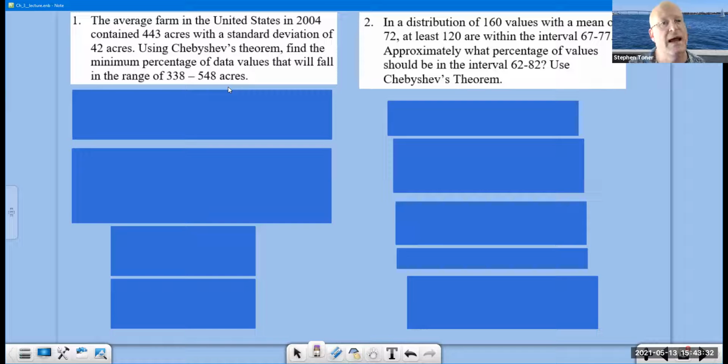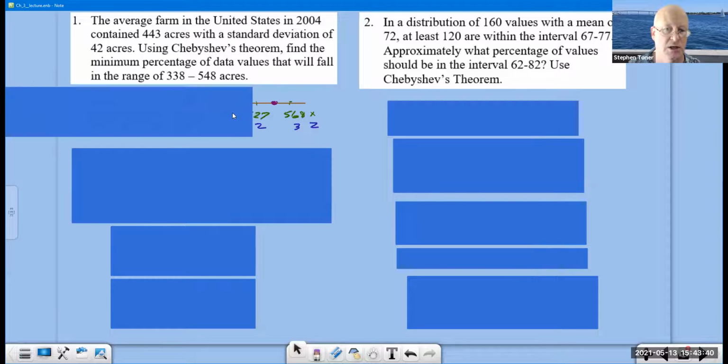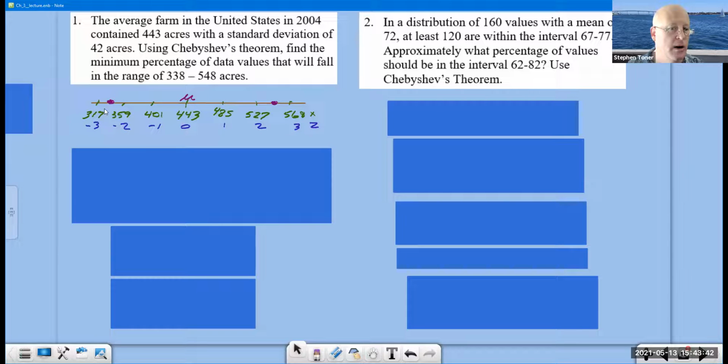Okay. When I have a mean and a standard deviation type of problem, I always begin with a number line sketch. So I began by drawing a number line. In green, I drew in the center 443 where the mean is. And then I took my standard deviation of 42 and I went add 42, add 42, add 42 to move to the right, and subtract, subtract, subtract 42 each time to go to the left. Those are my X values.